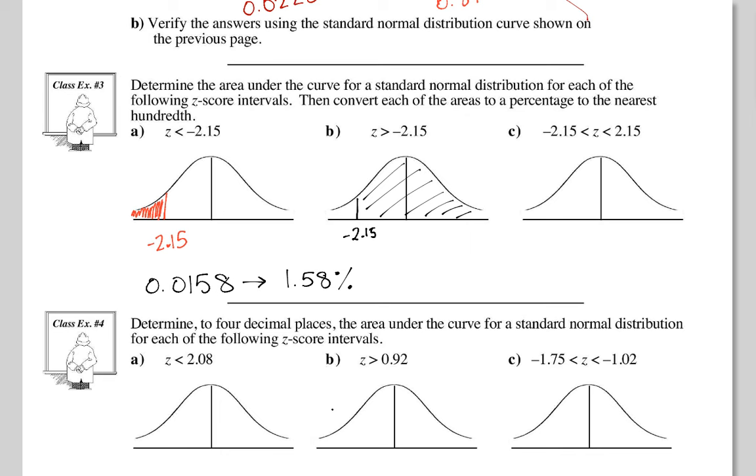So if it's 1.5% for this region, how would you get the rest of it? 100% take away 1.58%. It's just the other part, right? If you drank 10% of your drink, what's left over? 90% of your drink, right?